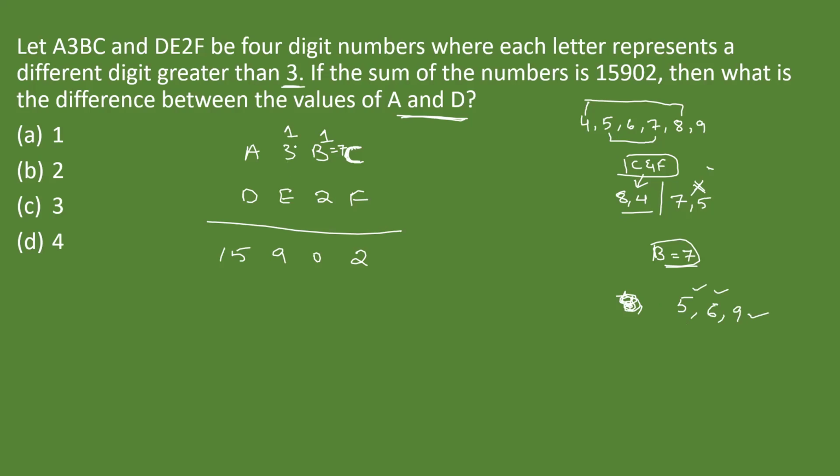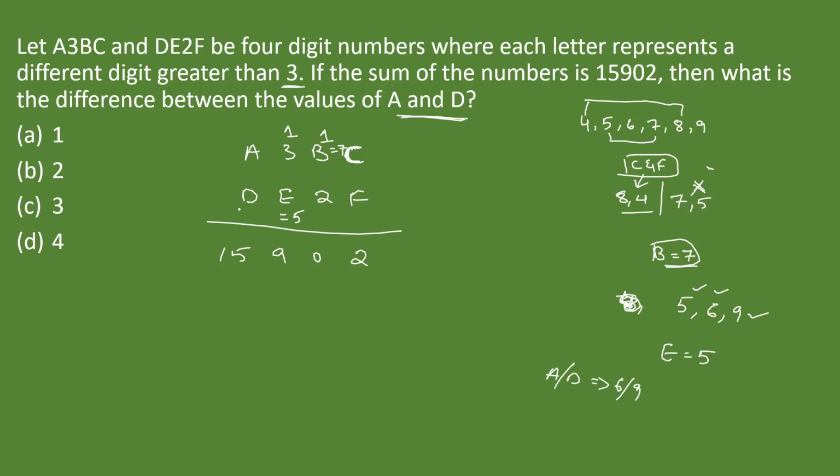See here, 1 plus 3 is 4. What number should be added so that I will get 9 here? 5. So E value becomes 5 here. If E is 5, what about A and what are the options which we are left with? For A and D, the options are 6 and 9.